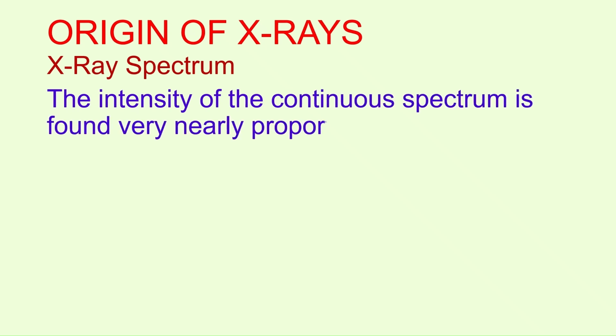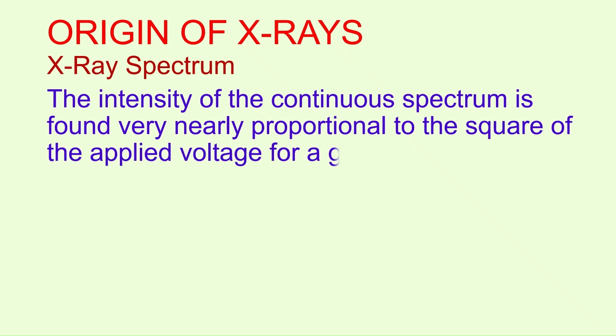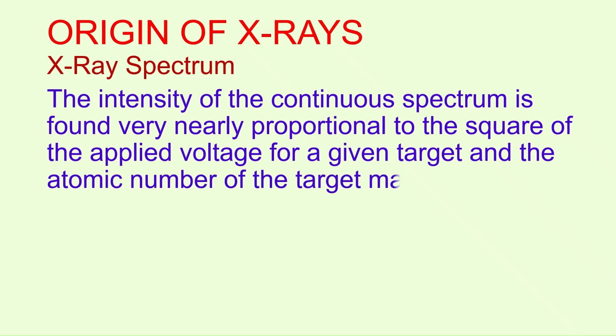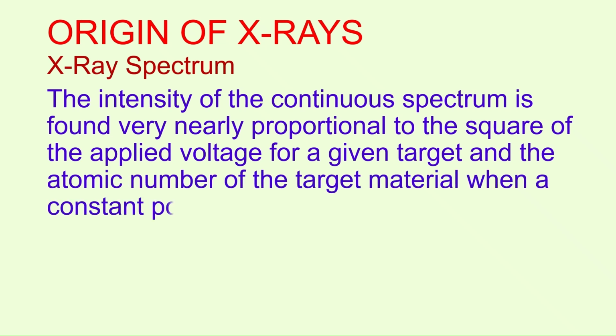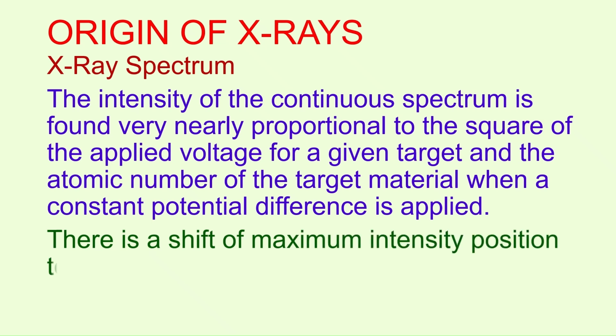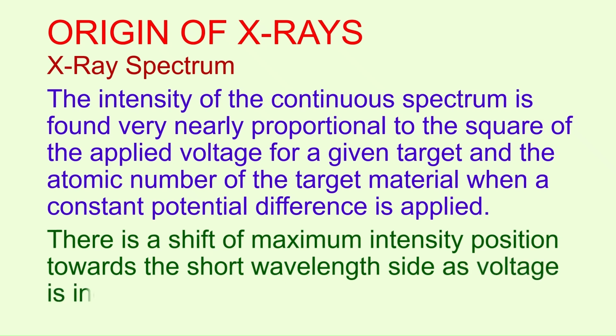X-ray spectrum. The intensity of the continuous spectrum is found to be very nearly proportional to the square of the applied voltage for a given target, and to the atomic number of the target material when a constant potential difference is applied. There is a shift of the maximum intensity position towards the short wavelength side as voltage is increased.